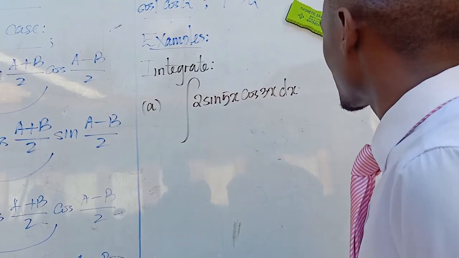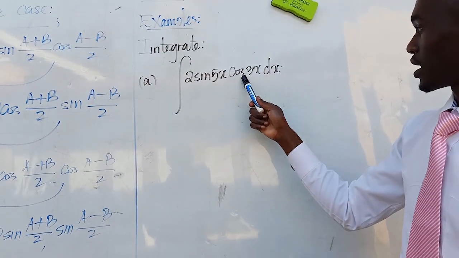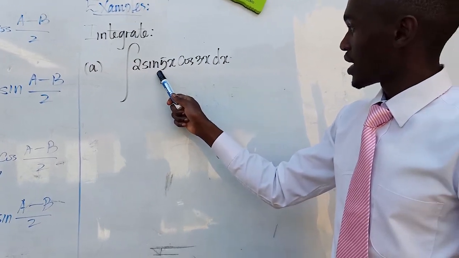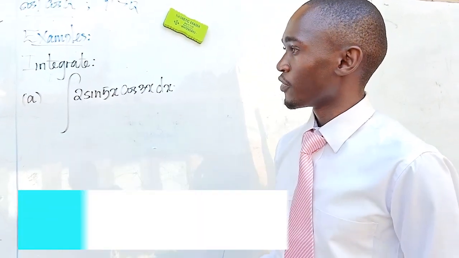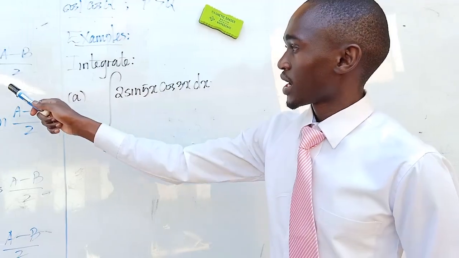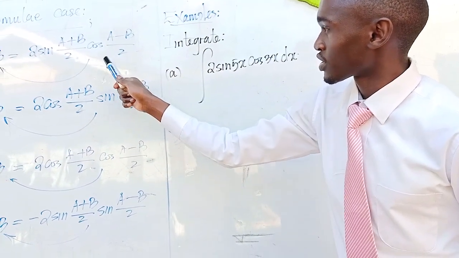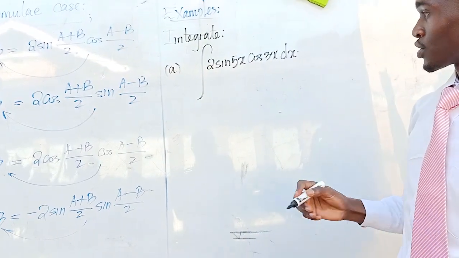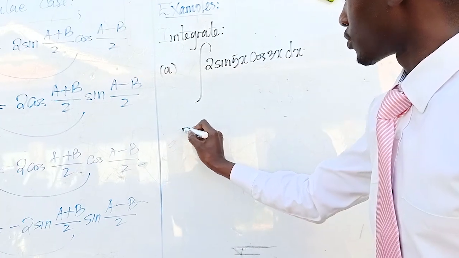Now when you look at this question, you will notice that I have a product of a sine and a cos. Sine has 5x, cos has 3x. There is a 2 before. That demonstrates case number 1, where we have 2 sine cos, but sine with a bigger angle. So in reverse, you have to add.